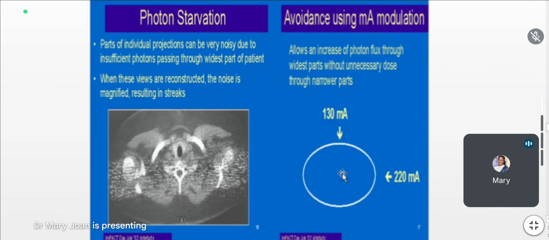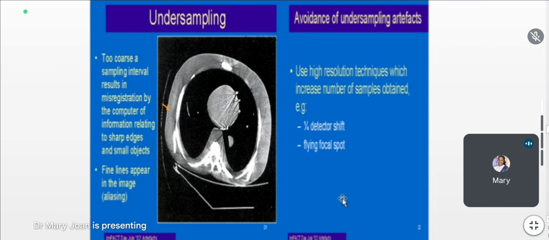So here you can see when we have to image the thicker part, we are taking more mA compared to when the body part is thinner. For the X-rays, the distance to be traveled is lesser, so we can use lesser mA, and when we need to cover more tissue, then we can use higher mA. So this is called mA modulation.